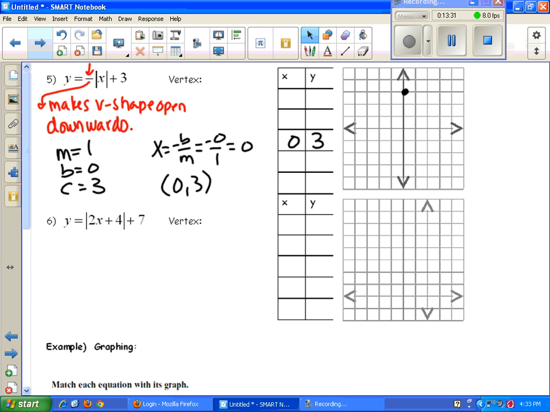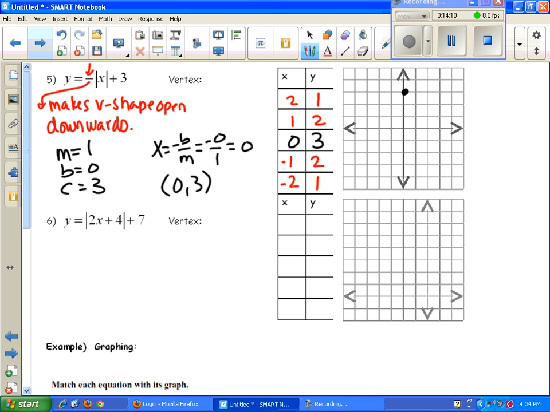The next thing I want to do is pick two x values to the right of 0 and then to the left. So 0, 1, 2, and negative 1, negative 2. If I plug 2 into my equation, the absolute value of 2 is 2, but I have that negative in front now, so it's negative 2 plus 3, which would give me a value of 1. If I plug 1 into my equation, the absolute value of 1 is 1, and then we have the negative in front, so negative 1 plus 3 is 2. If I plug in negative 1, the absolute value of that is positive 1, and then the negative in front gives me negative 1 plus 3, which would be 2, and then 1.